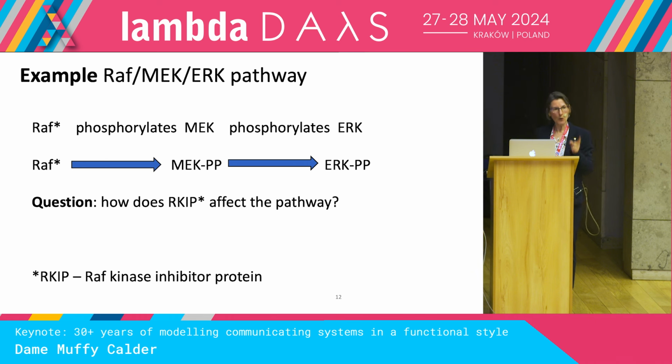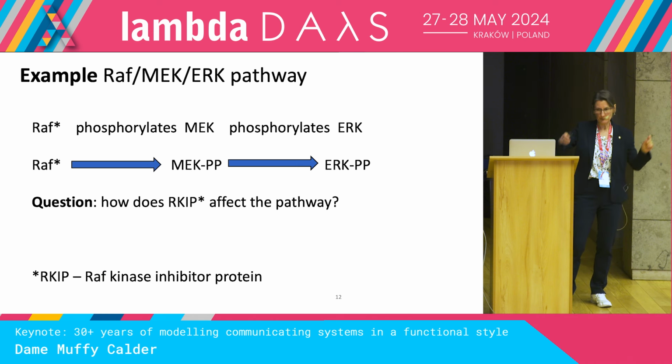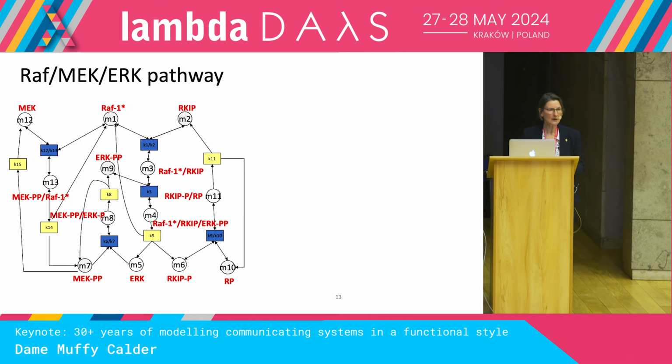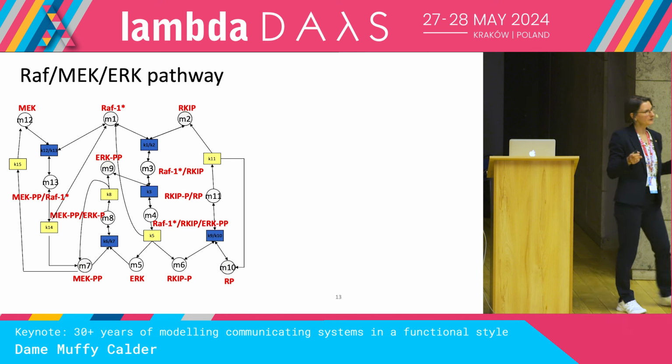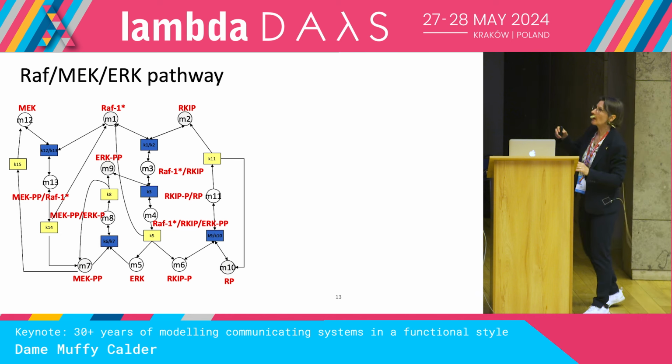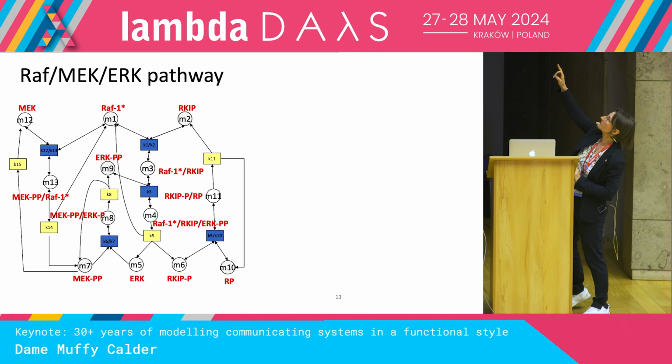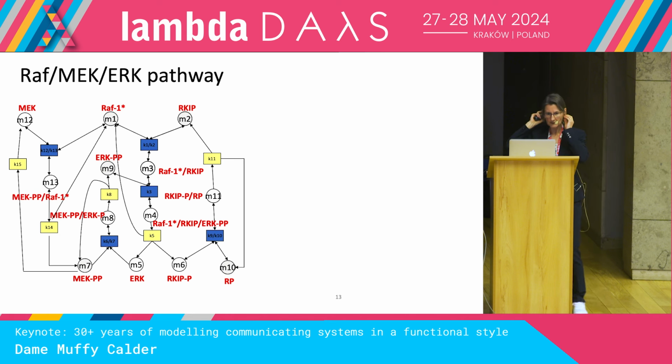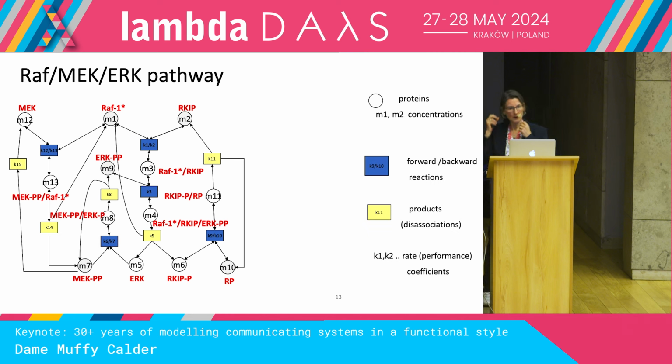The question I was asked was, what's the impact of RKIP, which is the RAF kinase inhibitor protein, on that pathway? A very, very simple bit of pathway. Here is the schematic that I was originally given for this bit of the MAP kinase pathway. You see RKIP down there at the bottom, slightly to the right. There's RKIP-P, which means it's phosphorylated. You got that?